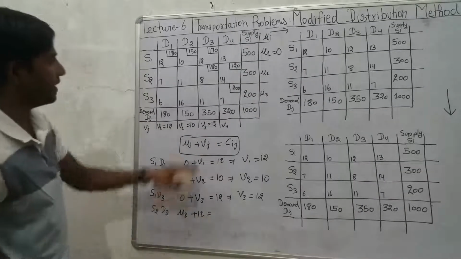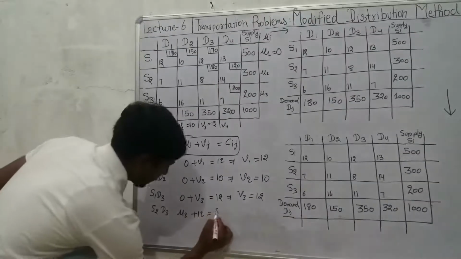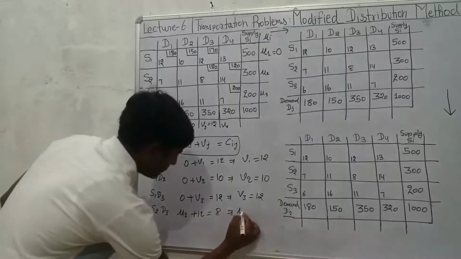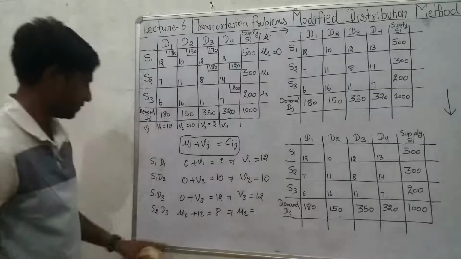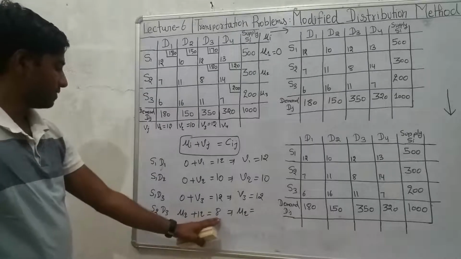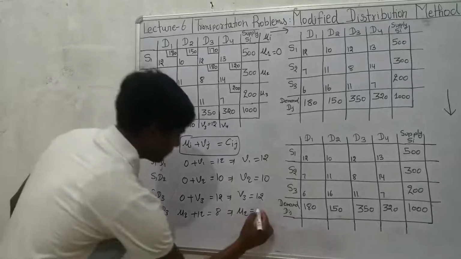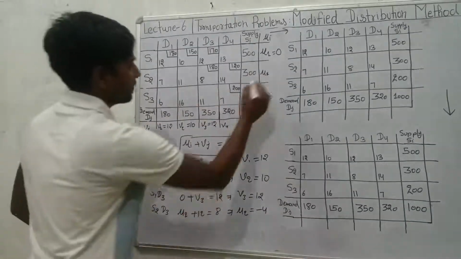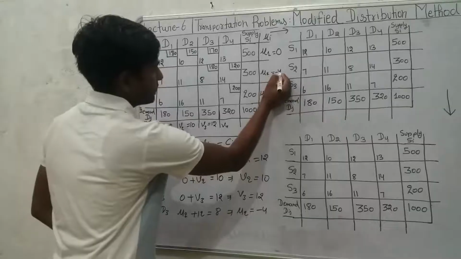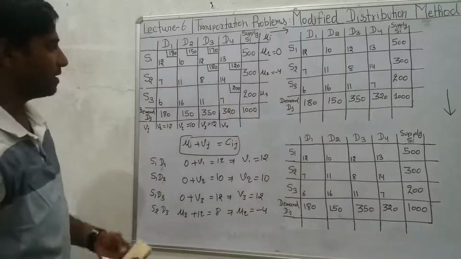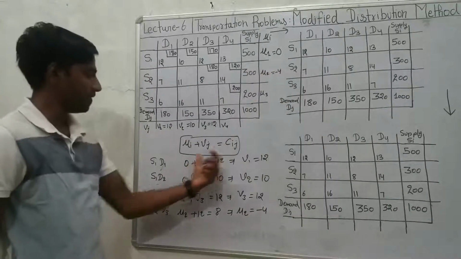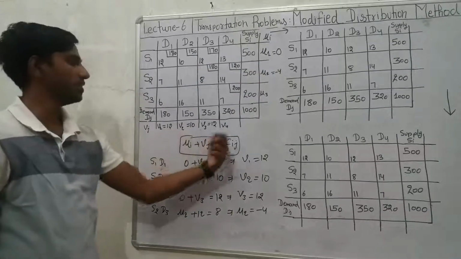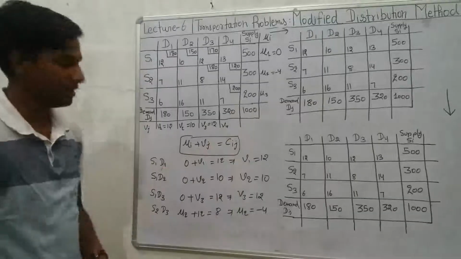And what is the value of Cij? It is 8. So what would be the value of U2? U2 is equal to 8 minus 12. It means minus 4. So the value of U2 would be equal to minus 4. So it's a very simple method. Simply by using this combination, we need to calculate the values of V1, V2, V3, V4, U1, U2 and U3.